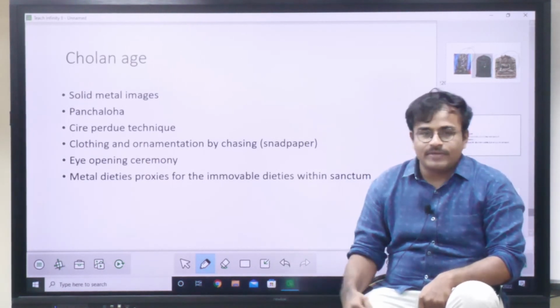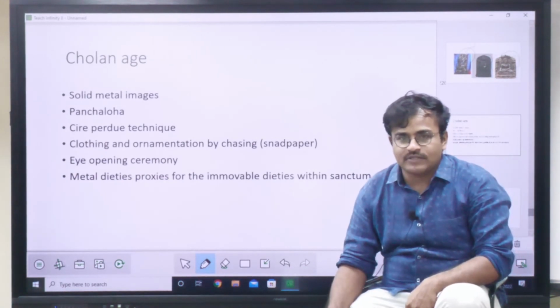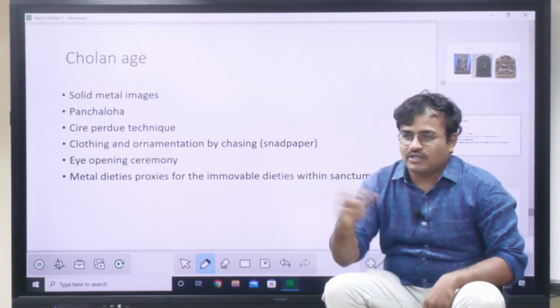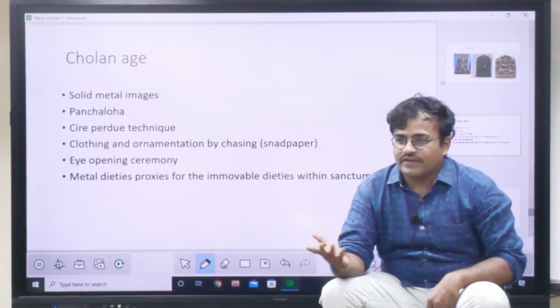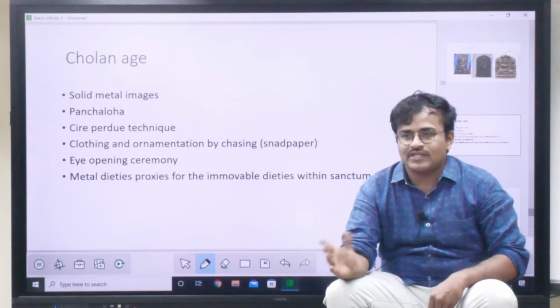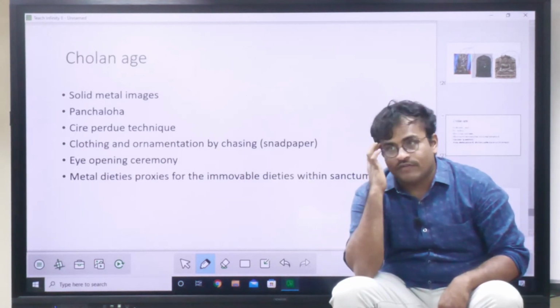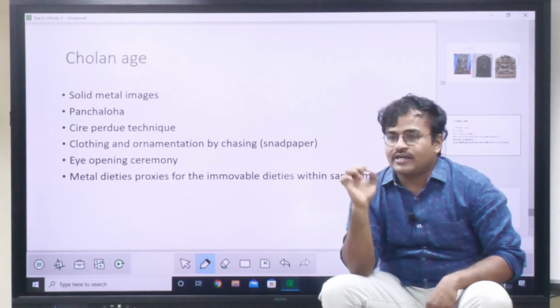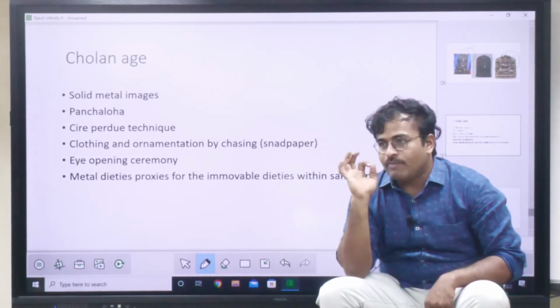And here, how many pages are left? Three pages. Yes, three pages are left. So the last section is mainly about the prominent sculptures of India. There is not much to discuss. Just the Cholan age is worthy of discussion, because Cholan age sculptures are known as the classical tradition in bronze sculpture making.